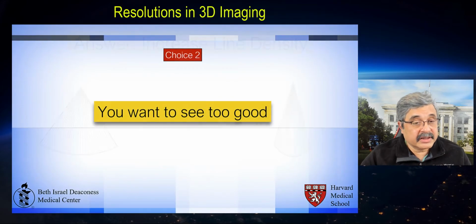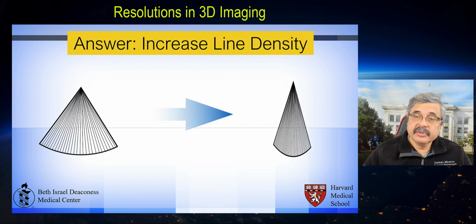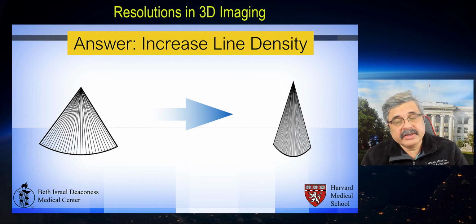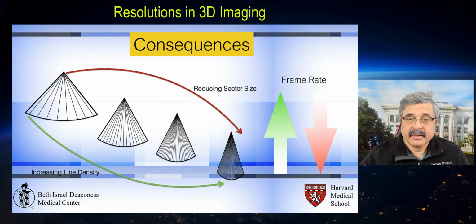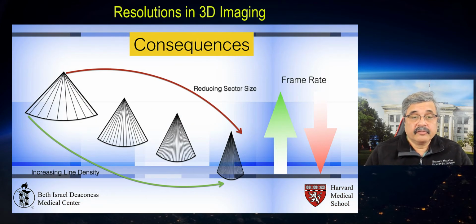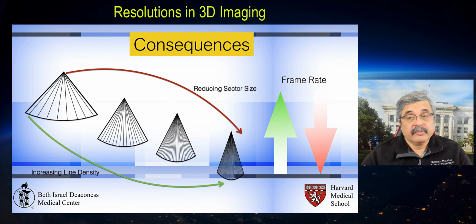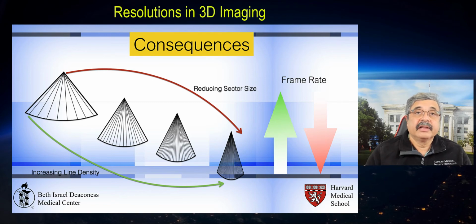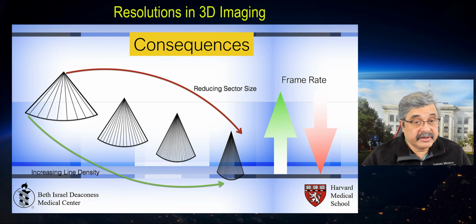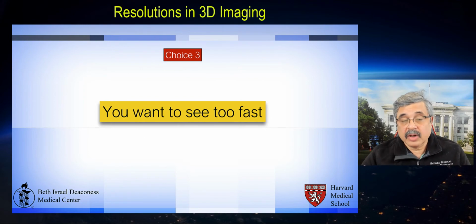You want to see too well, let's just say. If you reduce the sector size, then your line density will increase, and obviously your spatial resolution will increase, but at the cost of a narrower field of view. So a reduction in sector size has a lot of impact on temporal resolution, and that depends on whether you reduce the line density or keep it the same, which means the frame rate could go down or up depending upon the various permutations of line density and sector size. Every action you take has some consequences.